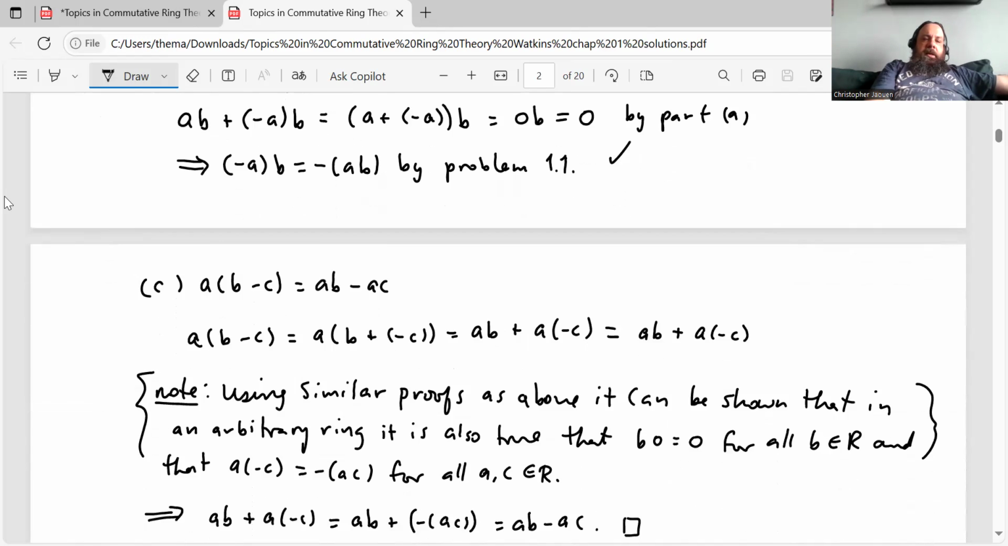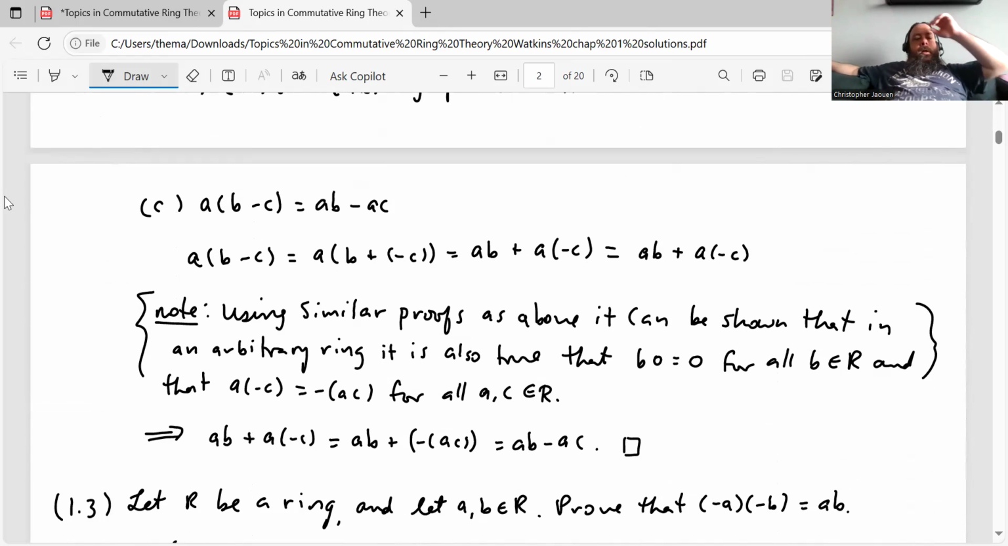Then part C, we want to show that A times (B minus C) is equal to AB minus AC. Here's my proof. A times (B minus C) means A times (B plus the additive inverse of C), which is equal to AB plus A times the additive inverse of C by the distributive law, which is equal to AB plus A times... oh, did I write that twice? I don't know why I did that. I didn't need to write this again.